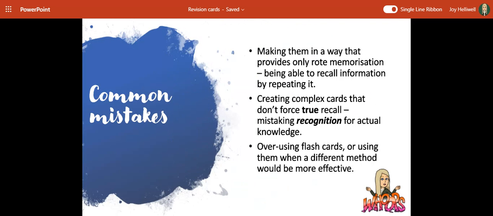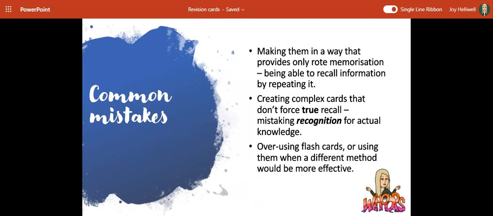But before I go through my top tips, I'm going to go through some common mistakes that learners might make when they are creating their own cards. So the first one is that they might make them in a way that provides only rote memorization. So rote learning is a memorization technique that is based on repetition. And the idea is that you're able to quickly recall the meaning of information the more that you repeat it. This can sometimes be an issue for learners because then they're only able to remember the information in a particular order.